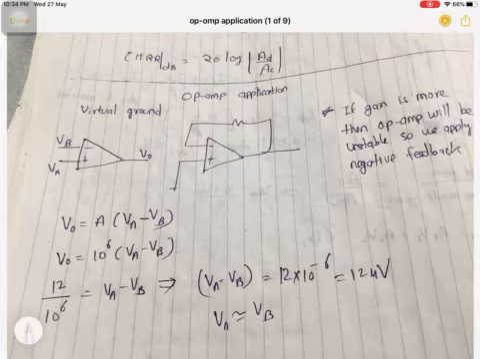Now, how do we operate an op-amp in linear region? By applying a negative feedback. Since we know that the gain of the op-amp is very high, it reduces its stability. And we also know the gain bandwidth product is constant. So we apply negative feedback.